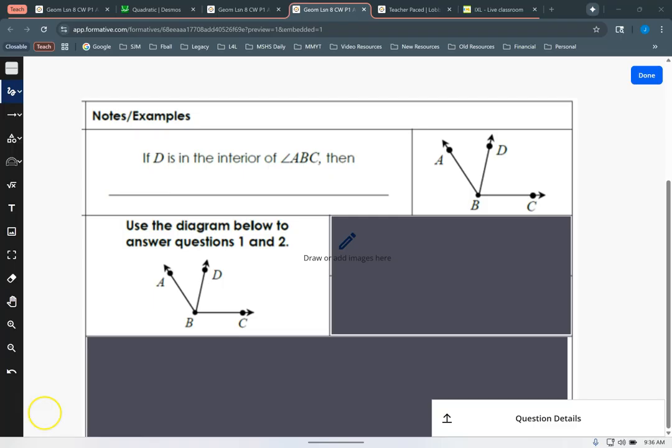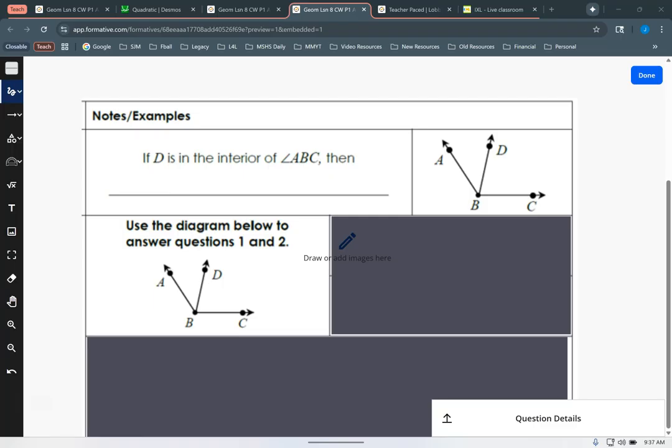All right, so you can see here that point D is in the interior of angle ABC. Can you find that in the picture? Point D is in the interior. You had questions like this on IXL. There's a point on the side. Is it in the interior? Is it in the exterior? Point D is on the interior of angle ABC. Let's see how well you speak my language, okay?